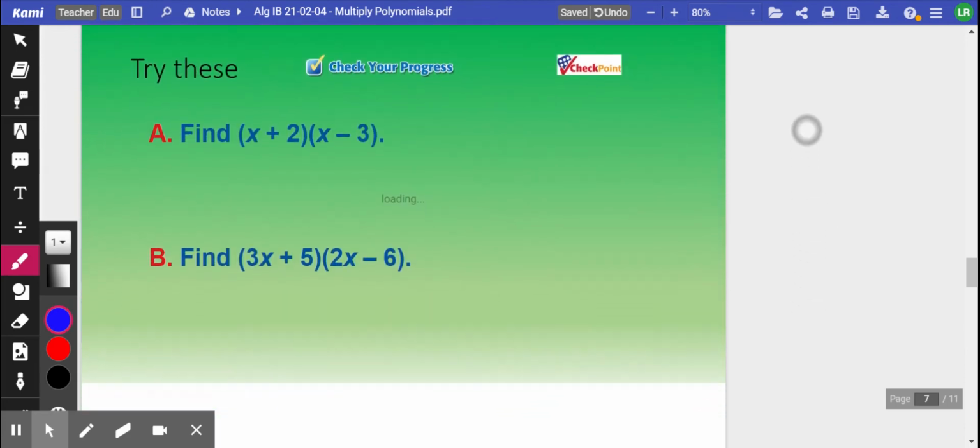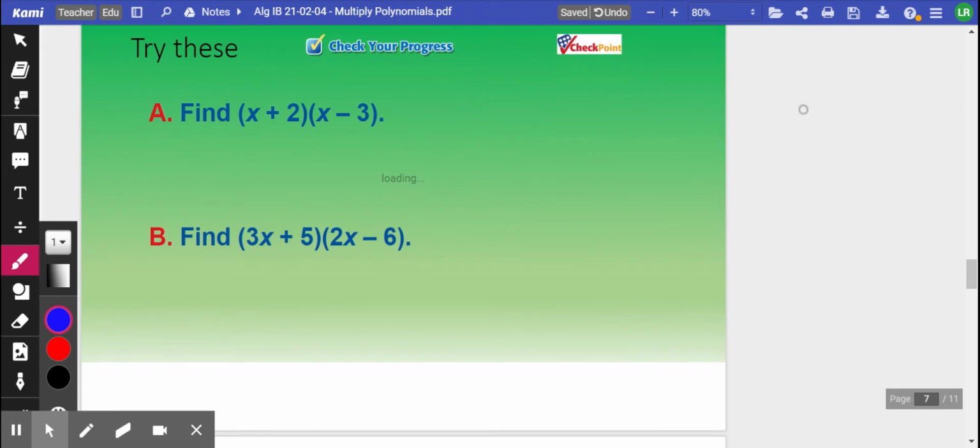Now, what I want you to do is I want you to pause the video, and I want you to try both of these problems multiplying. I prefer the box, okay, but if you want to try them the other way, that is fine. Go ahead and pause the video and try these two.